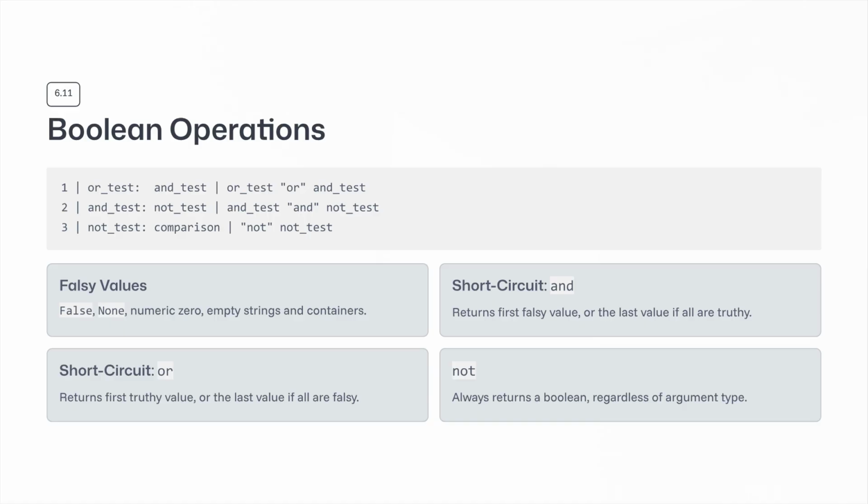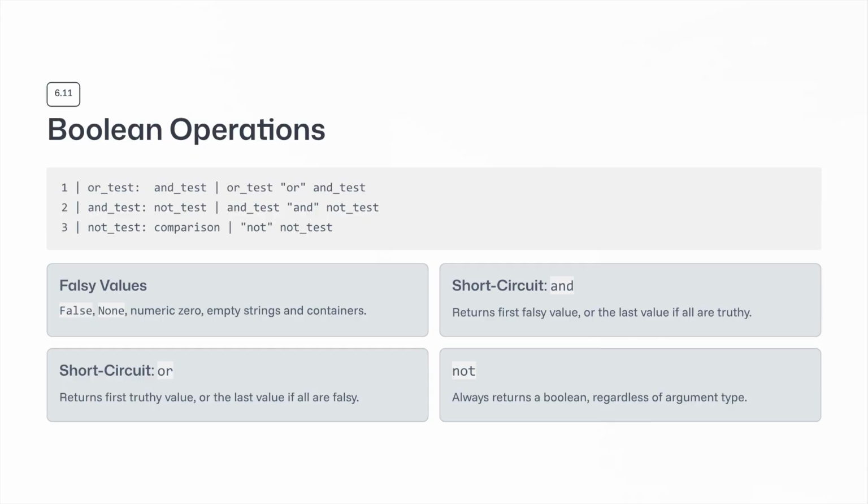Section 6.11. Boolean operations. Lines 1 through 3 show the grammar: or_test, and_test, not_test. Four boxes. Falsy values: False, None, numeric 0, empty strings and containers. Short circuit and returns the first falsy value or the last value if all are truthy.